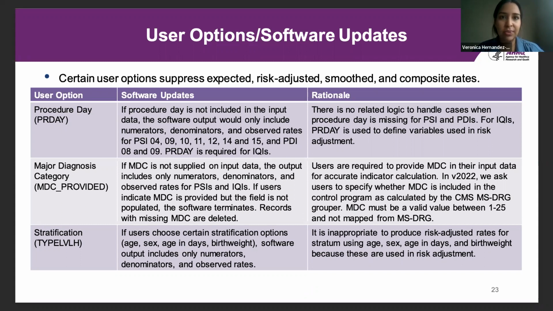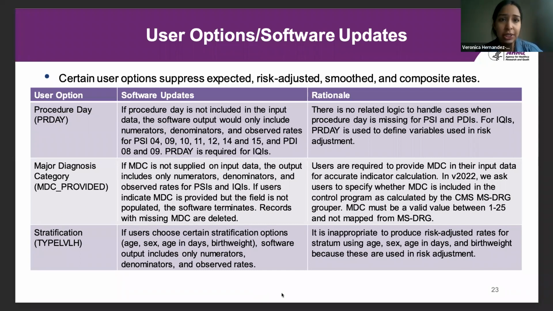So another option that works differently this year is the use of the MDC provided option. As Alex mentioned, MDCs are required on the input data for accurate indicator calculation. In version 2022, we asked users to specify in the control program whether MDC is included as calculated by the federal MS-DRG classification software. And I'd like to emphasize that MDC needs to be a valid value from 1 to 25 based on the principal diagnosis. So we ask that users not map MDC from MS-DRG values.